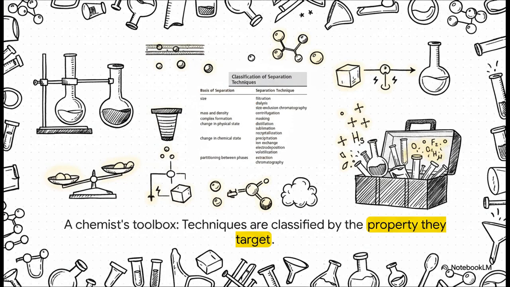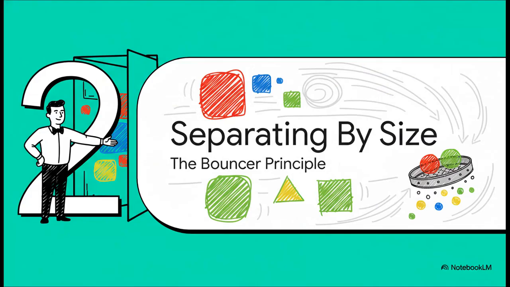You can think of this table as a chemist's toolbox. See how all the major techniques are sorted by the property they go after? We've got separations based on size, like filtration, others based on mass and density, and some that rely on changes in physical state, like distillation. We're going to be exploring some of the most important tools from this very kit. So let's see how this works in the real world.